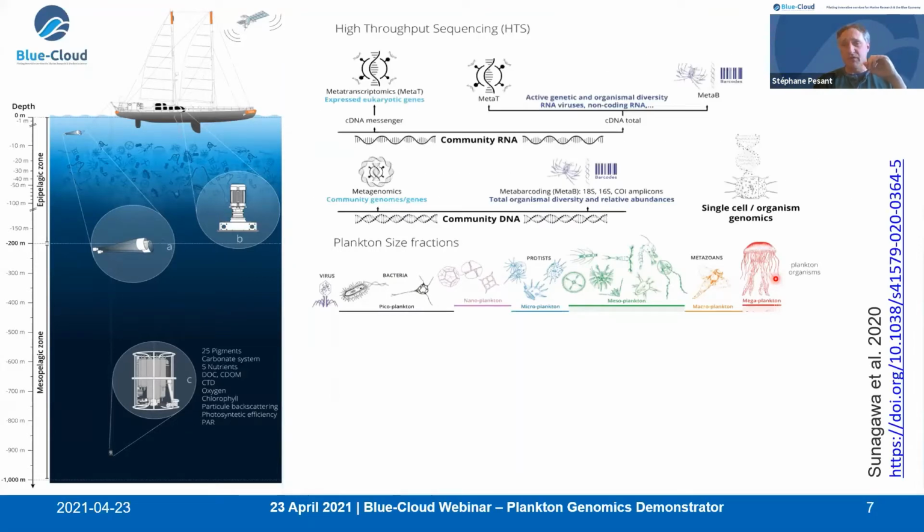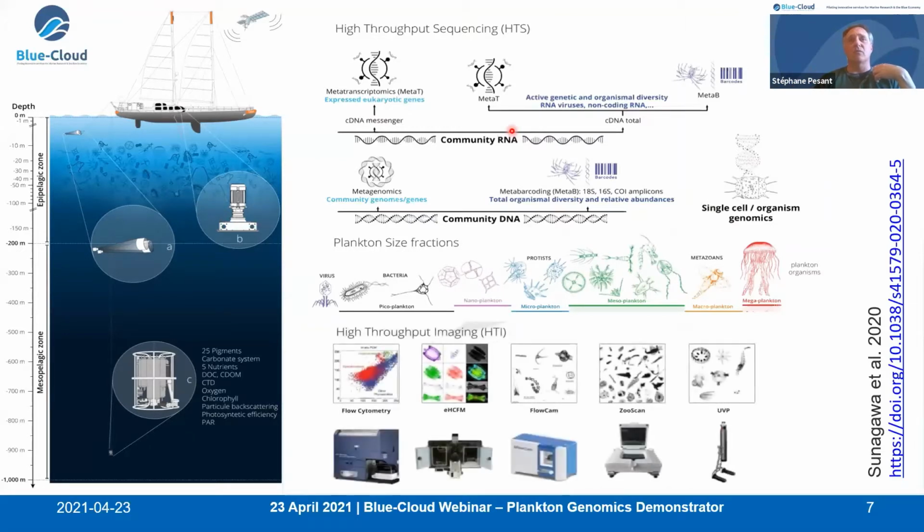The protocols that we used targeted two main groups of analyses. The first one being high throughput sequencing: preparing samples to sequence single organisms, but also looking at community level, so sequencing DNA to look at community diversity, sequencing RNA to look at community functions that are present in the system and mediated by plankton. In the second group, we had lots of samples that were analyzed in the labs using high throughput imaging techniques, using a number of instruments in order to cover organisms from the full size spectrum.